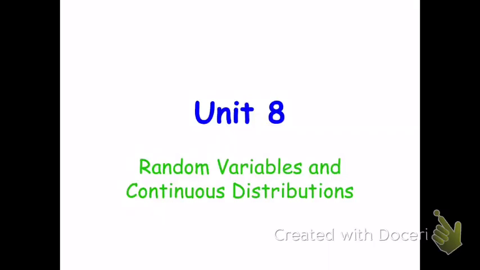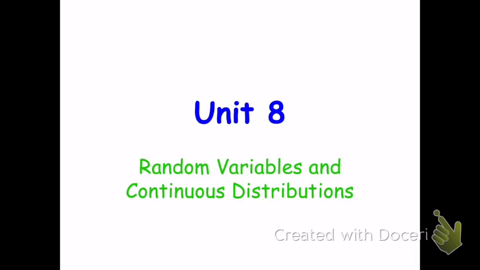So Unit 8 is all about continuous distributions, and in Unit 7 we talked about discrete. Unit 8 is finding probability with continuous distributions. That's going to include two different types. We're going to look at uniform distributions, and we're also going to look at normal distributions. But essentially, in continuous, the way that you find probability is just finding the area under the curve.